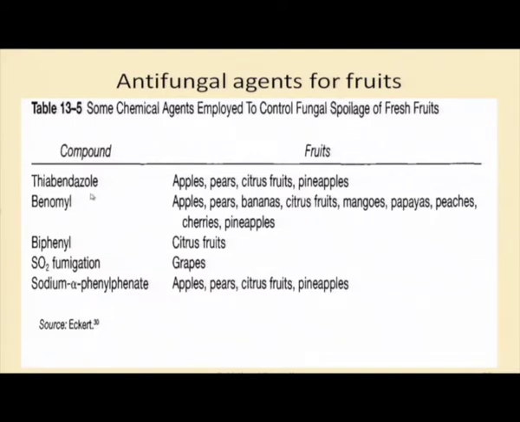You have thiabendazole, which is usually sprayed against apples, pears, citrus fruits and pineapples. You have benomyl, which is again used against a series of fruits including citrus fruits. You have biphenyl, which is used against citrus fruits specifically. Then we use sulfur dioxide fumigation for grapes. Then sodium orthophenylphenate for apples, pears, citrus fruits and pineapples, etc. So these are just some of the chemicals which are normally used. Like that, you have specific antifungal agents.